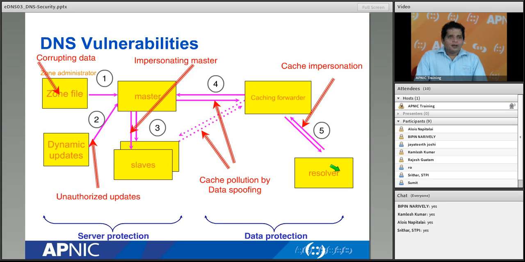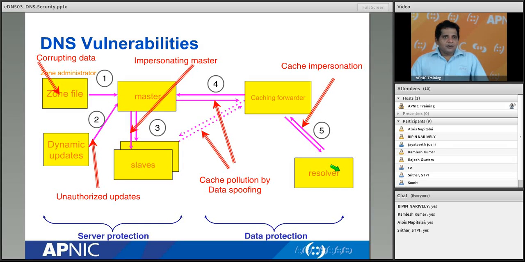Everything is vulnerable. So this is why it's important for us to consider all these DNS data flows and to make sure they are all protected. In other words, that our DNS infrastructure is protected. So how can we do that? That's where we have to discuss DNS security.